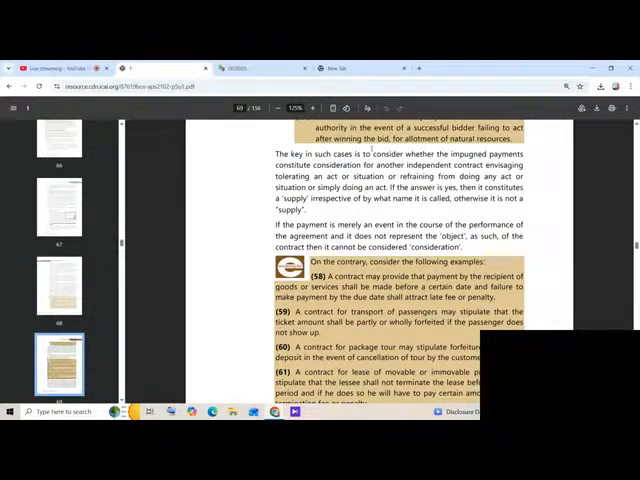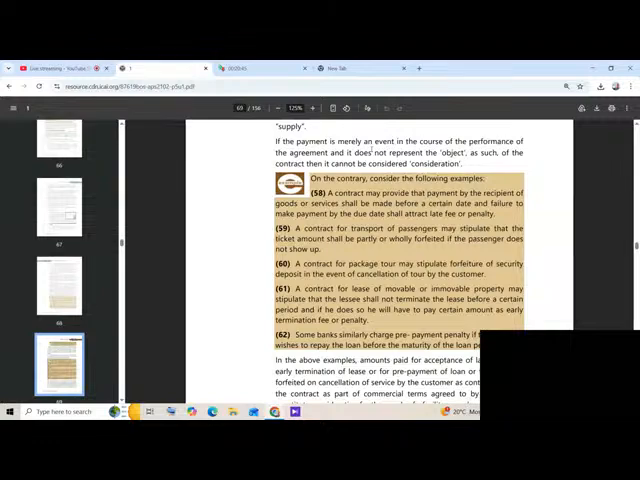tolerating, or an act or situation, or refraining from doing any act or situation, or simply doing an act. If the answer is yes, then it constitutes a supply irrespective of by what name it is called. Otherwise, it is not a supply. If the payment is merely an event in the course of the performance of the agreement and it does not represent the object as such of the contract, then it cannot be considered consideration.